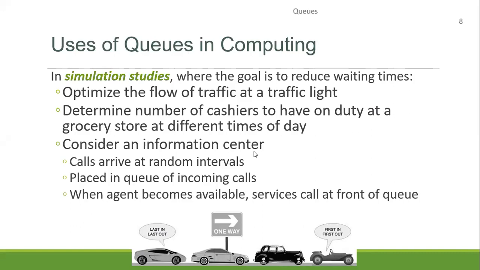Also consider an information center. In that information center, people call for different information. Calls arrive at random intervals, and whenever you call customer care, if all the customer care operators are already in a conversation, you are told to please wait, the customer care line is busy. You have already seen it, right? These are real life implementations of a queuing system. Whenever you call customer care and the operator is busy, they will send you to a queue and you have to wait there. You'll be placed in a queue for incoming calls, and when an agent becomes available, whoever has been waiting the longest amount of time gets the agent first.